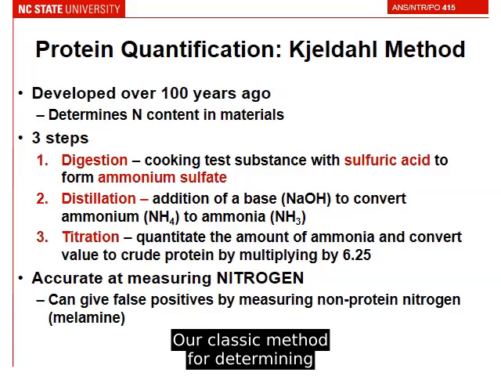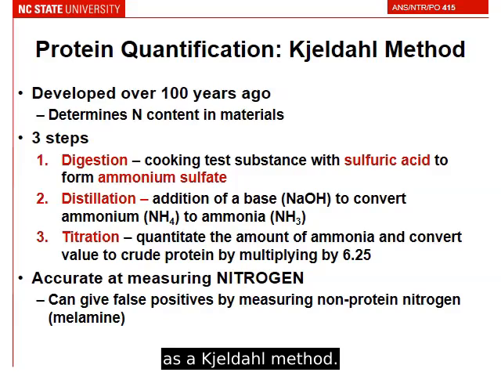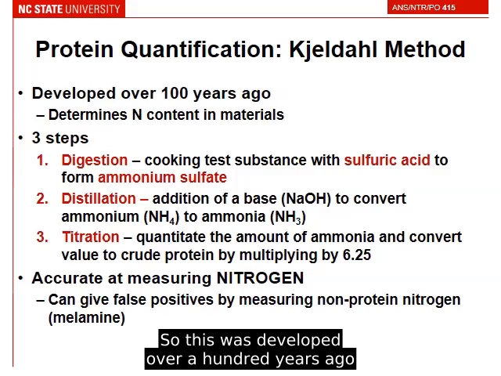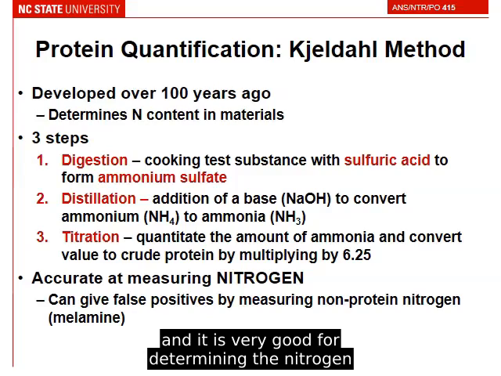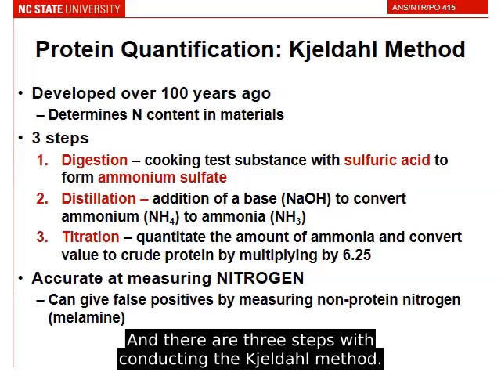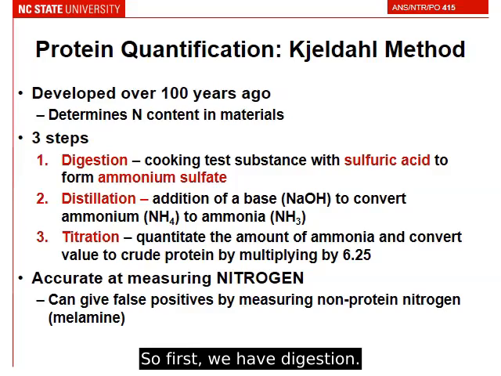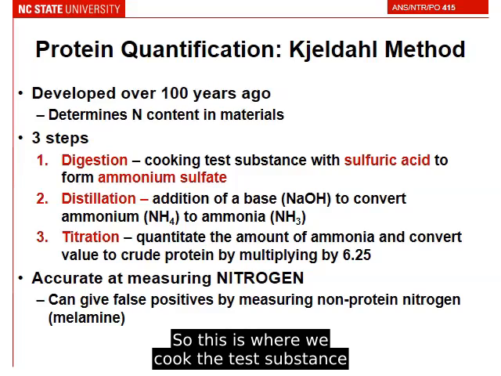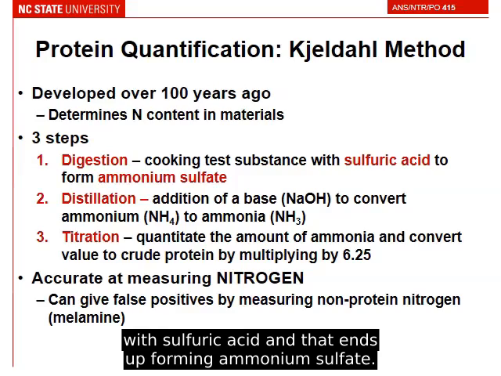Our classic method for determining protein quantification is referred to as the Kjeldahl method. This was developed over 100 years ago, and it is very good for determining the nitrogen content of materials. There are 3 steps in conducting the Kjeldahl method. First we have digestion, where we cook the test substance with sulfuric acid, and that ends up forming ammonium sulfate.